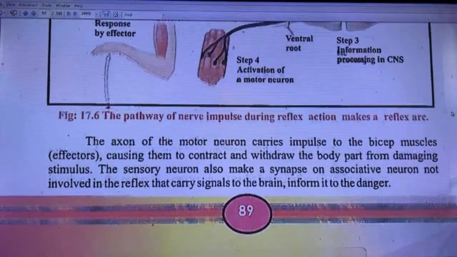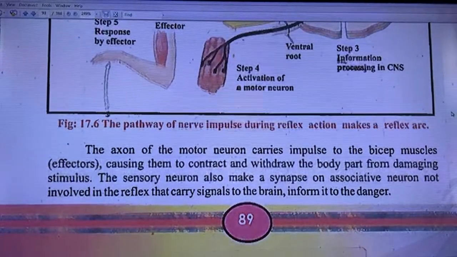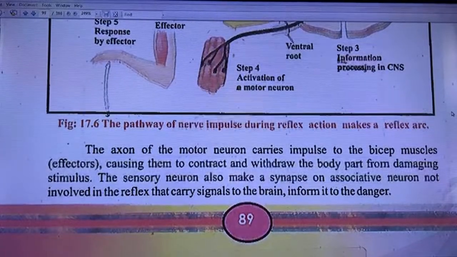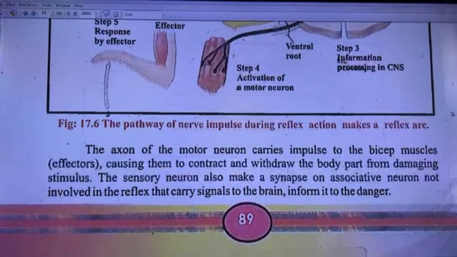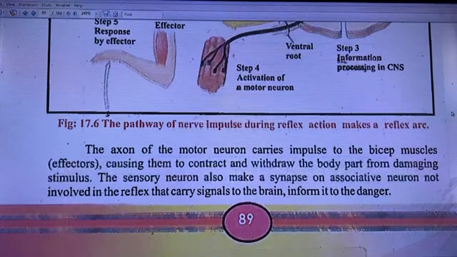The axons of the motor neuron carry impulses to the biceps muscles, the effector, causing them to contract and withdraw the body part from the damaging stimulus. The sensory neuron also makes a synapse with an associative neuron, not involved in the reflex, that carries signals to the brain and forms an act to respond to the danger.